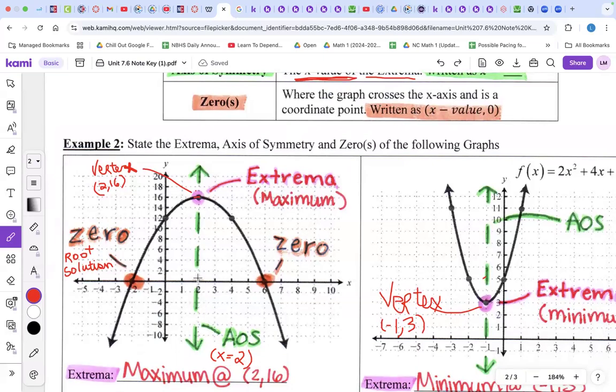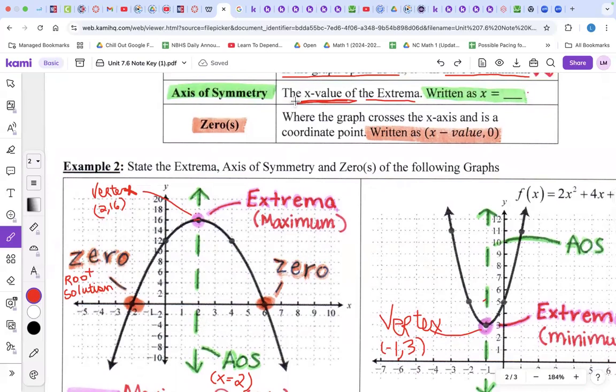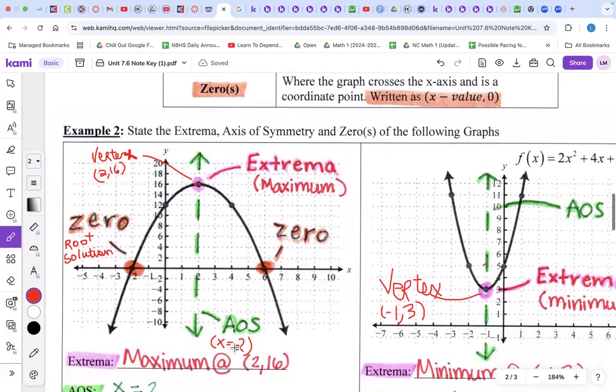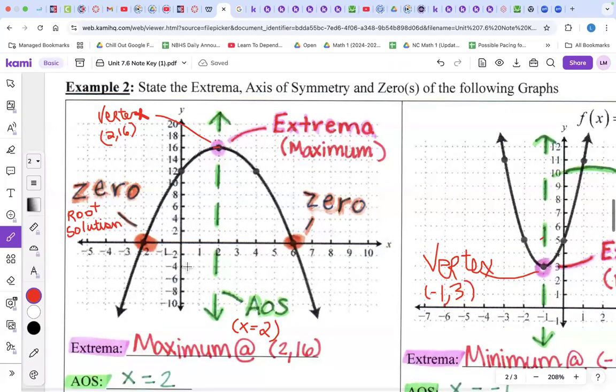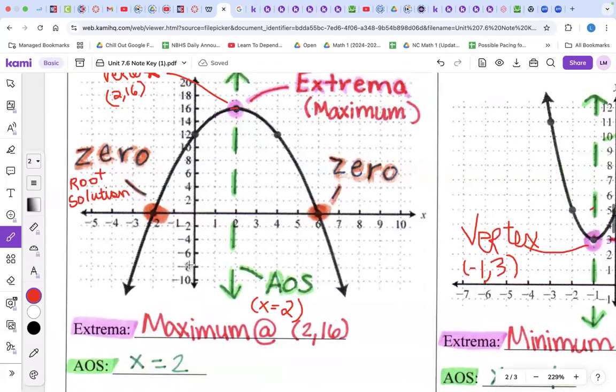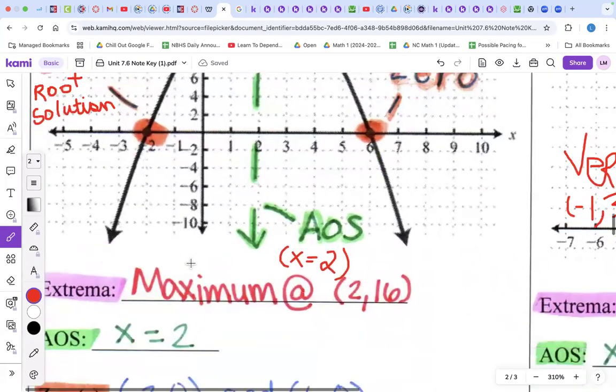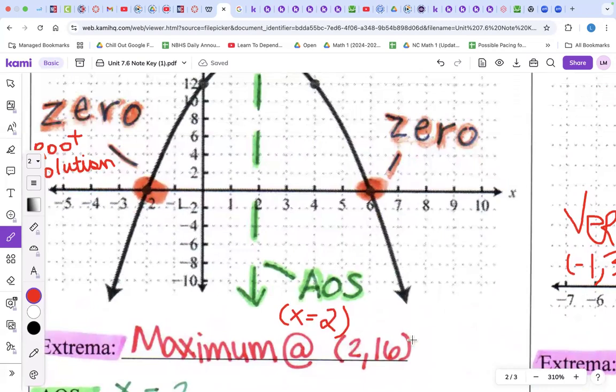Why? Because it's the x value of the extrema. Remember, another word for extrema is the vertex. Our vertex is 2, 16. The axis of symmetry is 2, the x value of that. So here, our extrema is a maximum. And here we put it is a maximum at 2, 16.